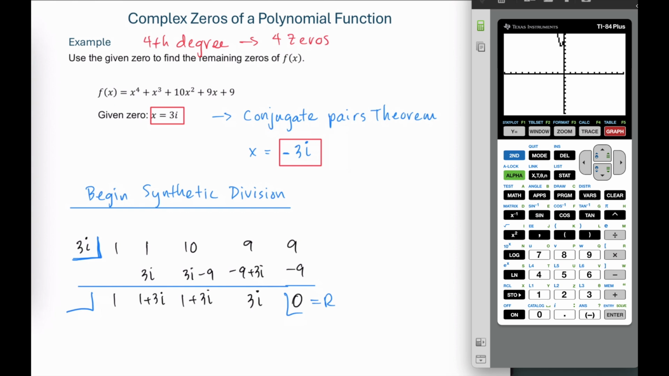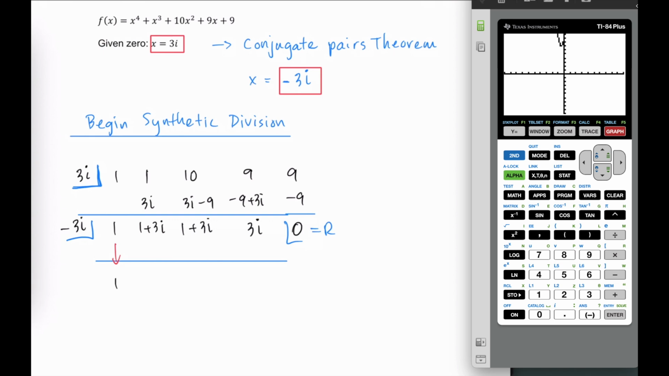So we'll go one more time, putting the 0 of the divisor in here, which again is the 0 that we are testing. And then we cycle through this synthetic division one more time. We bring down the 1 to get 1 here. We multiply on the diagonal to get negative 3i times 1 is negative 3i. When we combine down, the 3i's cancel out and we just get positive 1.